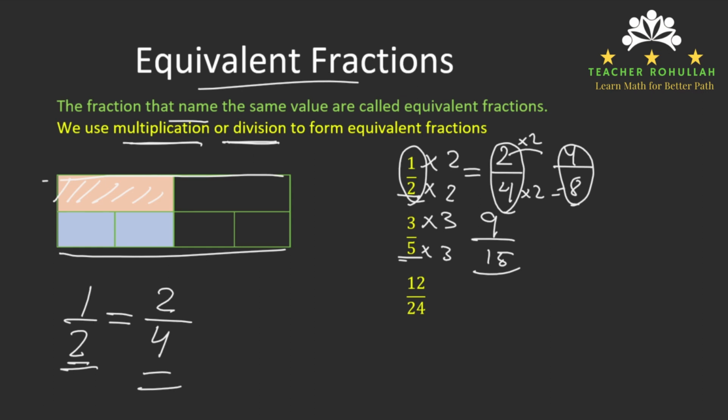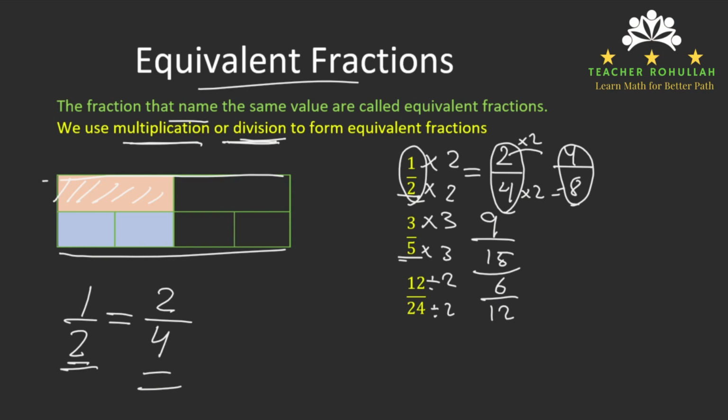In the third example, we have 12/24. We said that we can use division also to form equivalent fractions. So in this case, we can divide both 12 and 24 by the same number. That number can be 2. We can divide both 12 and 24 by 2. 12 divided by 2 is equal to 6. And 24 divided by 2 is equal to 12. So 6/12 and 12/24 are equivalent fractions. They show the same value.